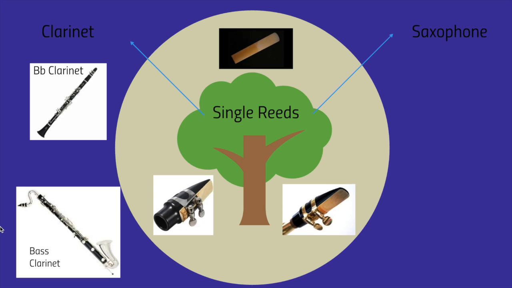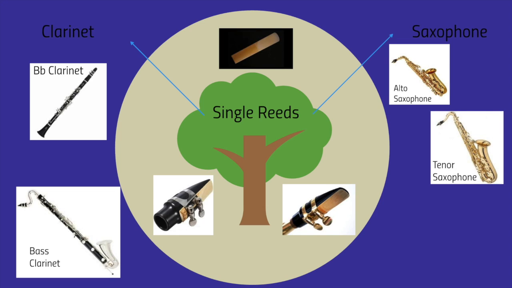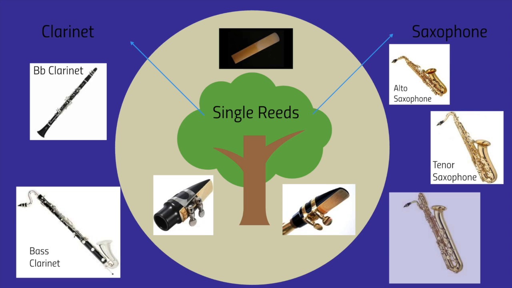Next we have the saxophone, and the one that everyone starts out on is the alto saxophone. And in the saxophone family, the next one is called the tenor saxophone, and the largest one is the baritone saxophone.